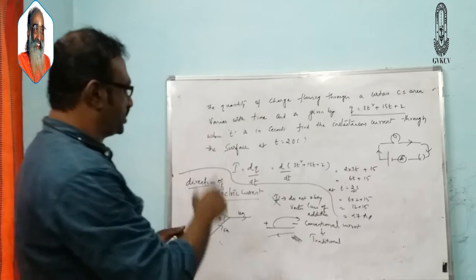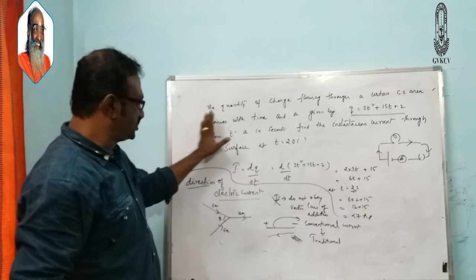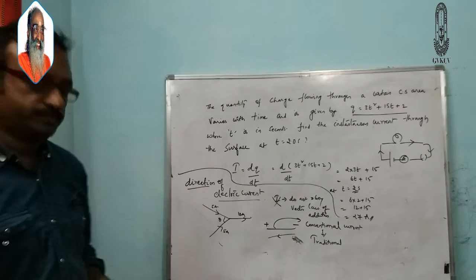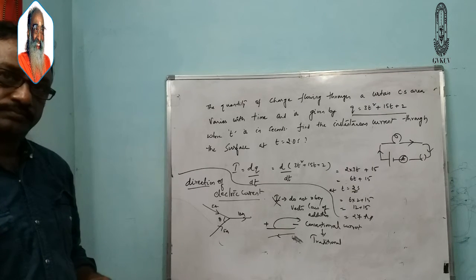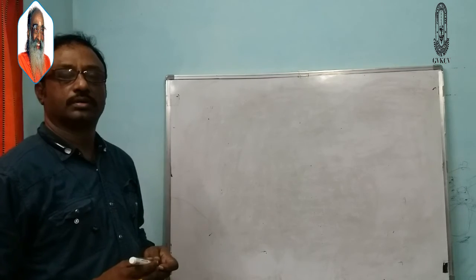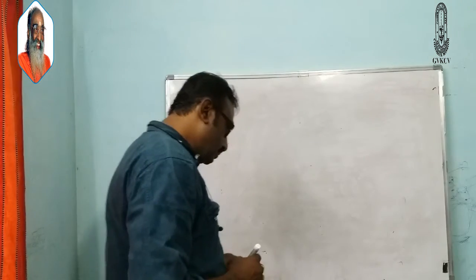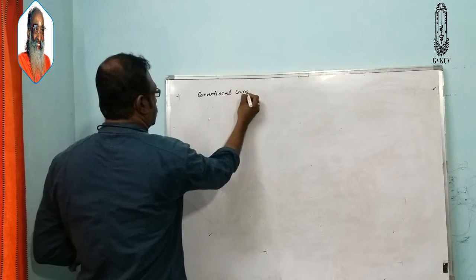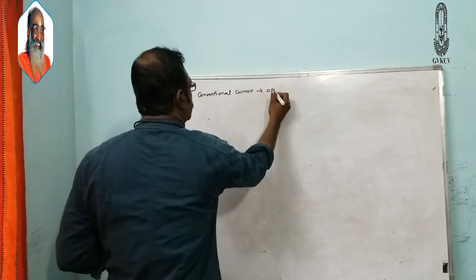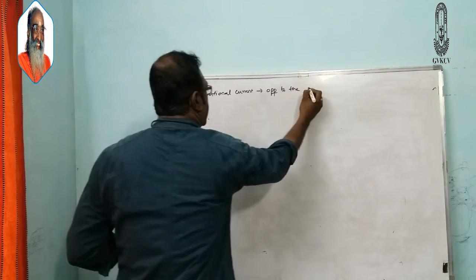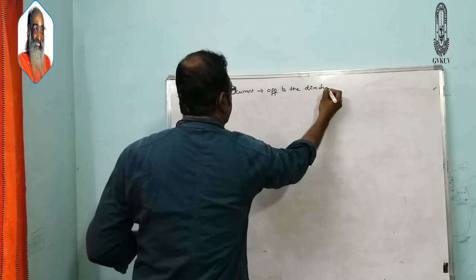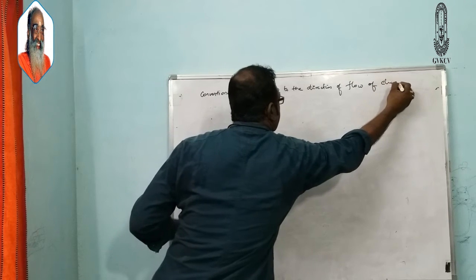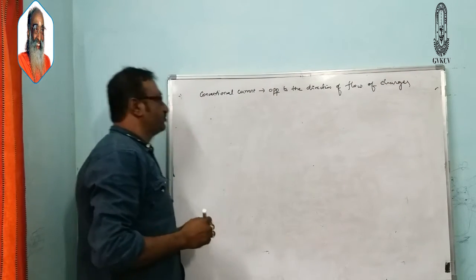Okay, so now pause the video and take a screenshot of this, and this is not necessary to take into your running notes. Current is opposite to the direction of flow of charges. Opposite to the direction of flow of charges. Okay.